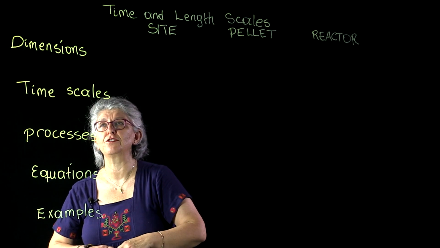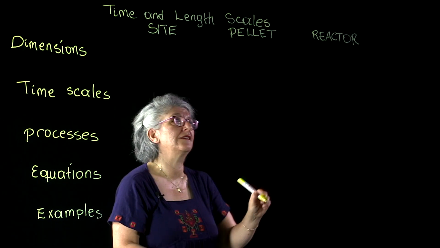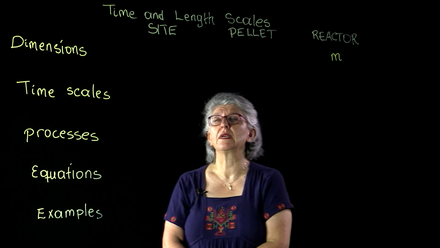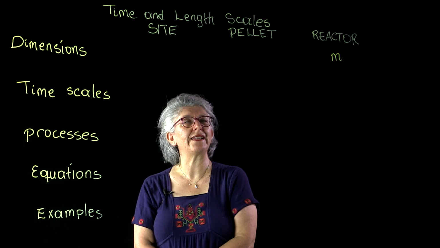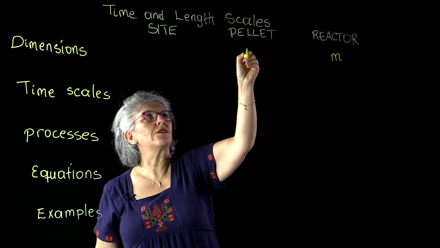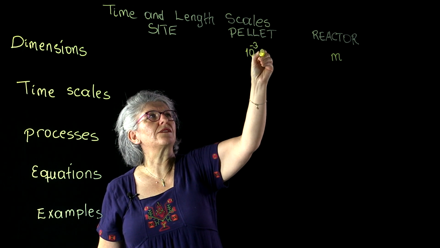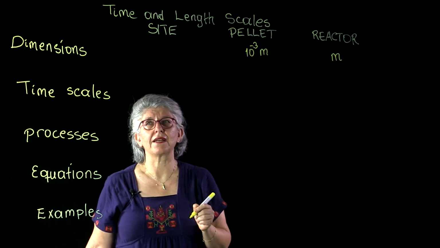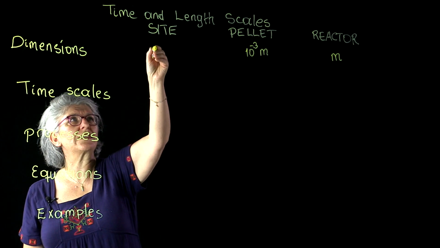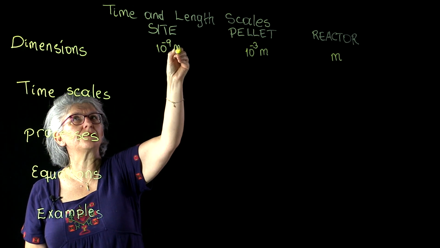All right, now first of all, our dimensions of the reactor, if you remember, was of meter scale. The dimensions of the pellet was of millimeter scale, or 10 to minus 3 meters scale. The dimensions of the site of the order of nanometer scale, or 10 to minus 9 meter scale.